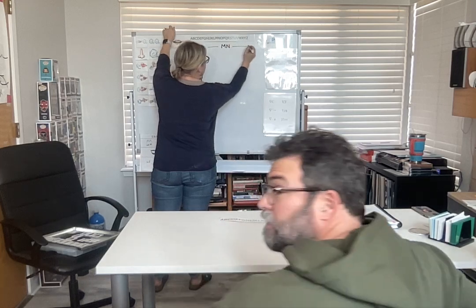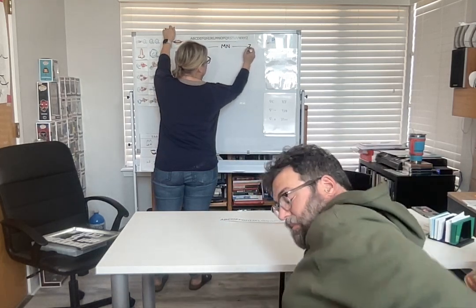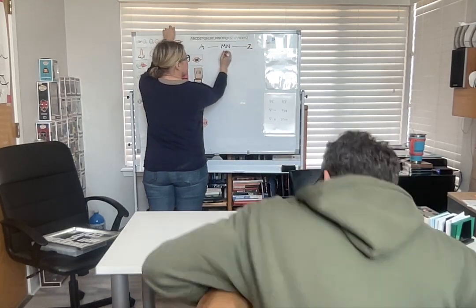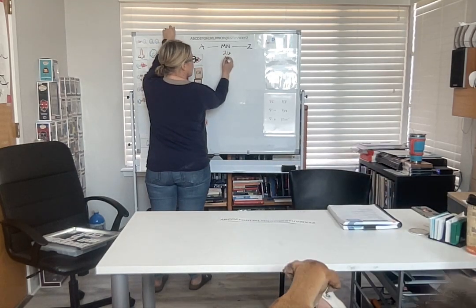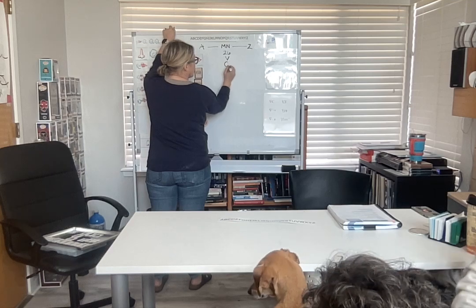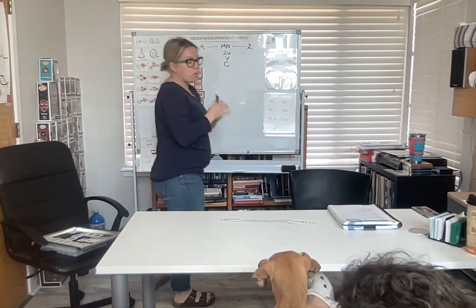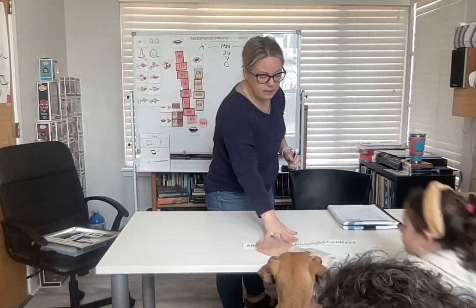And the final letter? Z. How many letters? 26. The two different types? B's and C's. Point and touch the alphabet strip.